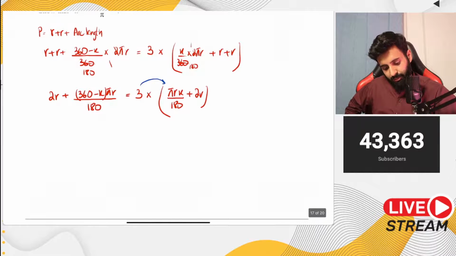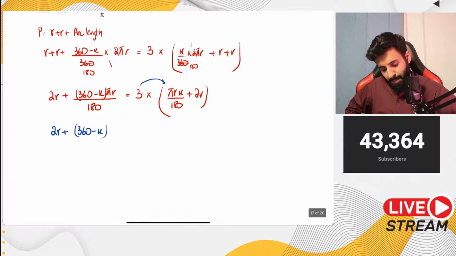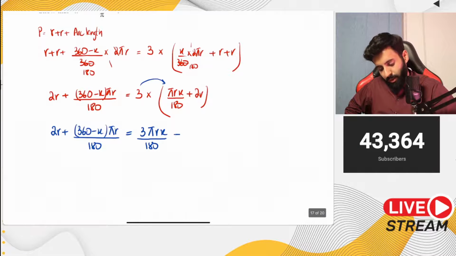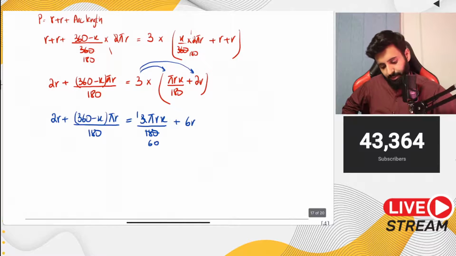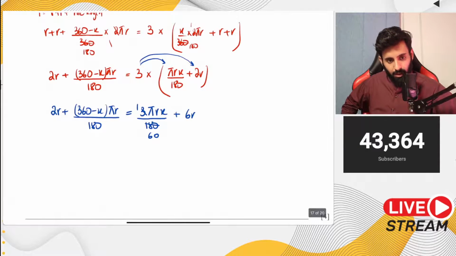We'll write it as it is. 2r plus 360 minus x into pi r upon 180 equals 3 pi r x upon 180 plus 3 into 2r, which is equal to 6r. Okay. So 3 ones are, 3 60s are.